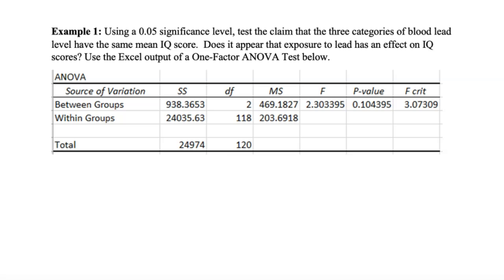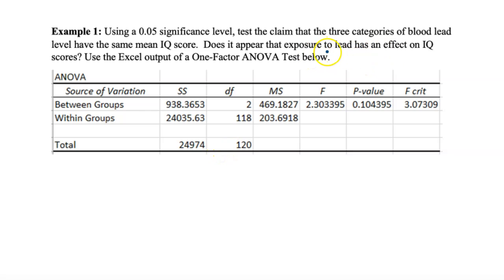Example 1. Using a 0.05 significance level, test the claim that the three categories of blood lead level have the same mean IQ score. Does it appear that exposure to lead has an effect on IQ scores? Use the Excel output of a one-factor ANOVA test below. And this one-factor ANOVA test is the same as a one-way ANOVA test.